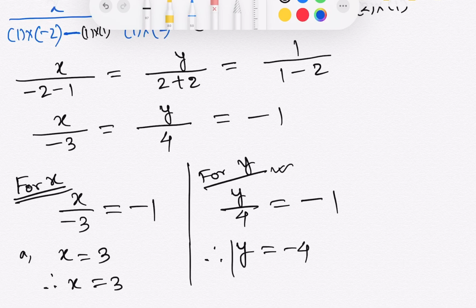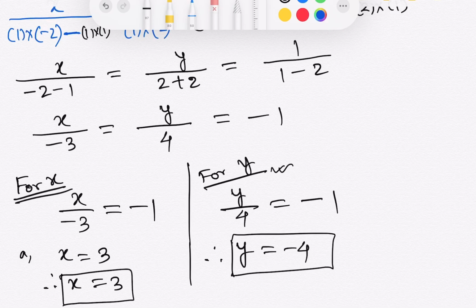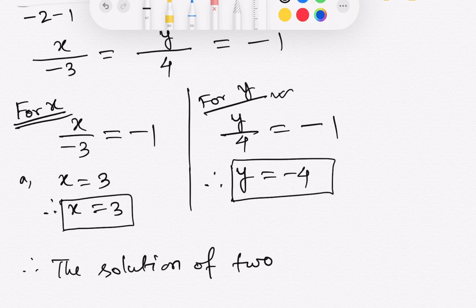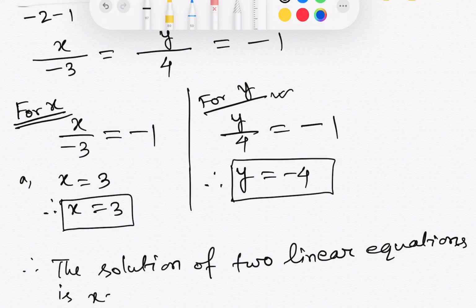So now we get two variable values. This is our final solution. So now you write here the solution of two linear equations is x equals 3 and y equals minus 4. So this is our final answer.